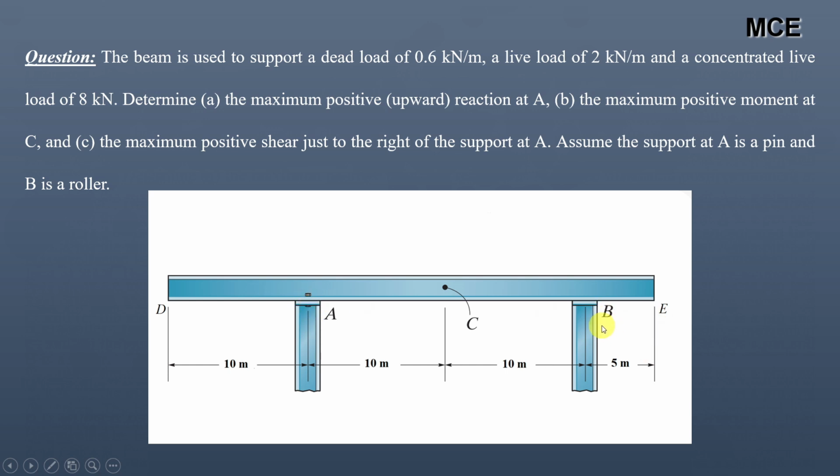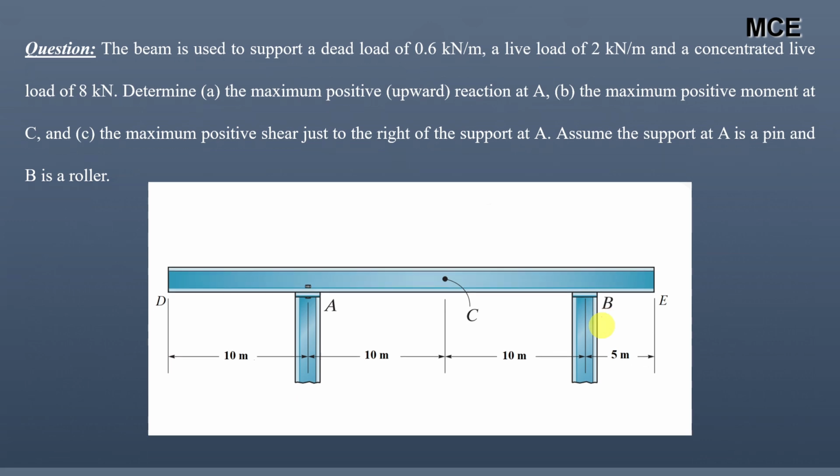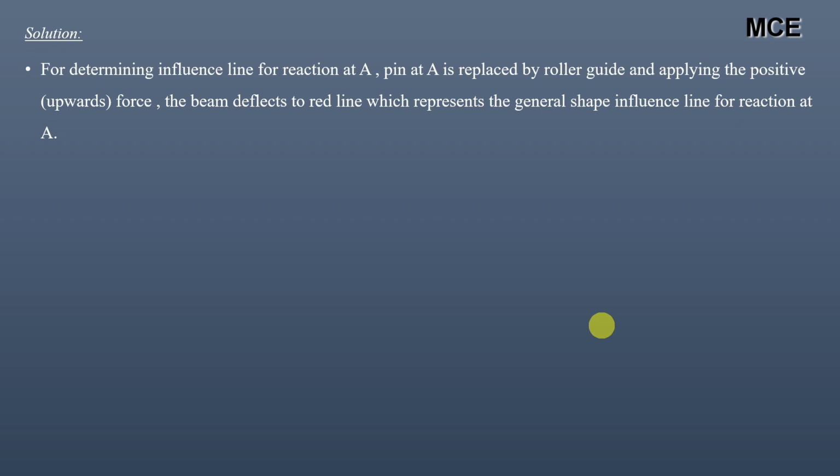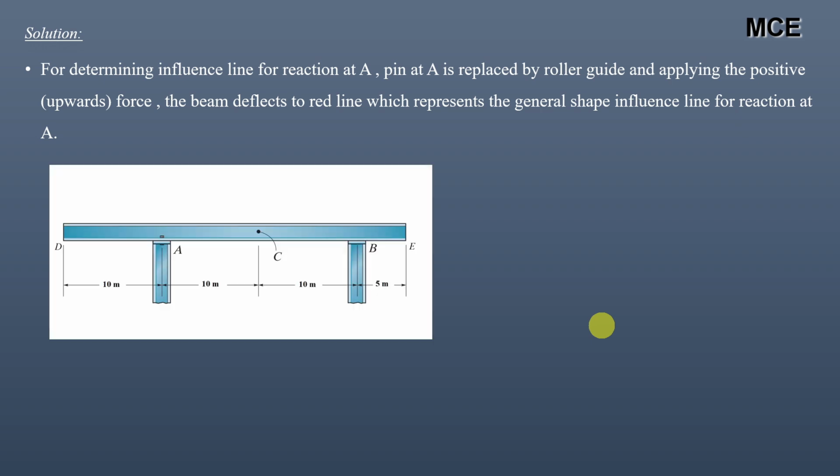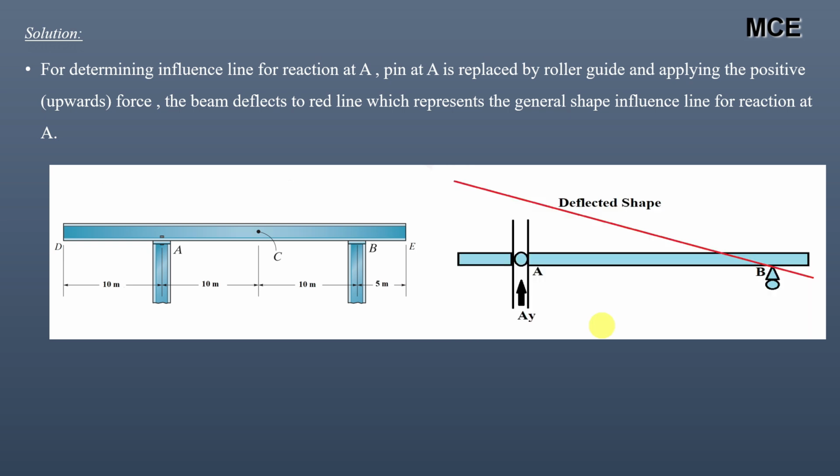First, we will find the influence line diagram for the vertical reaction at A using the Muller-Breslau principle. To find the influence line diagram for the vertical reaction at A, we will simply replace the pin at A by the roller guide and then we will apply the positive upward force. The beam will deflect to the red line, which represents the general shape for the reaction at A.